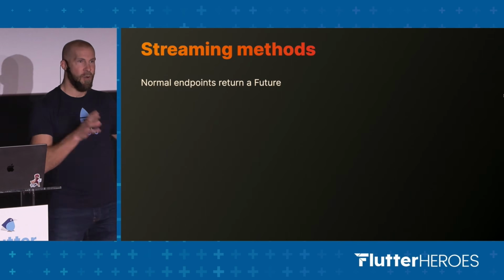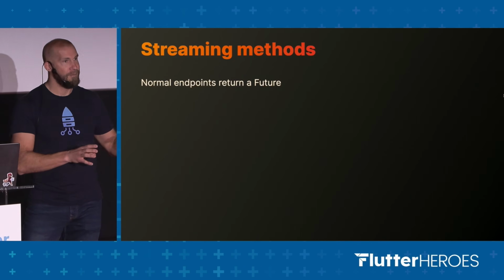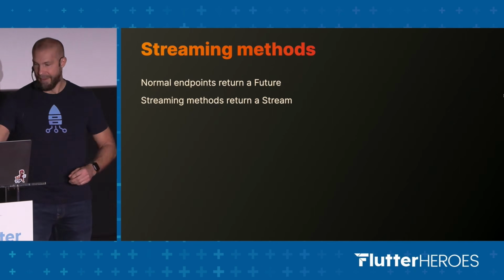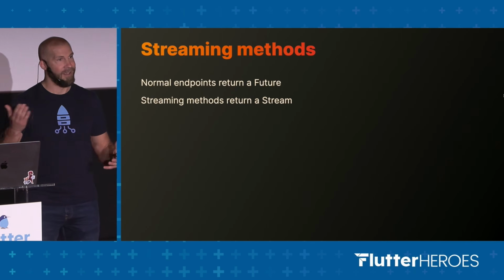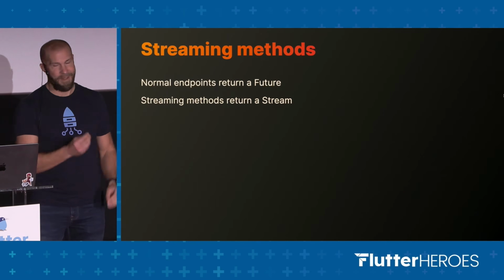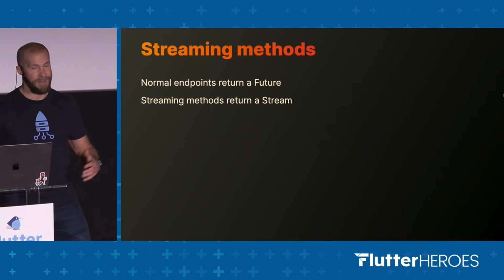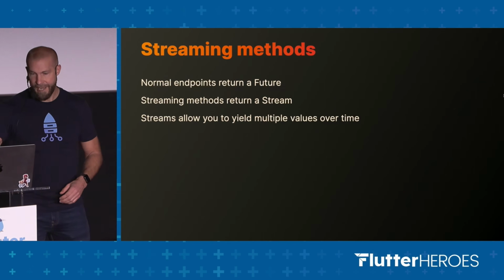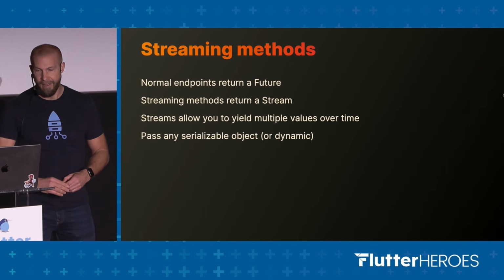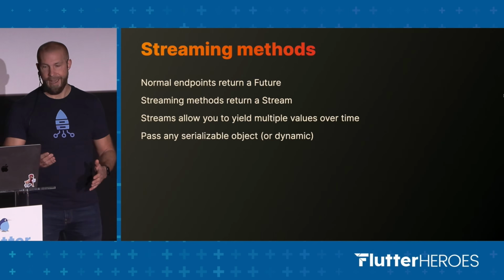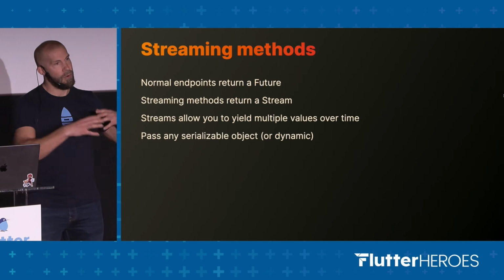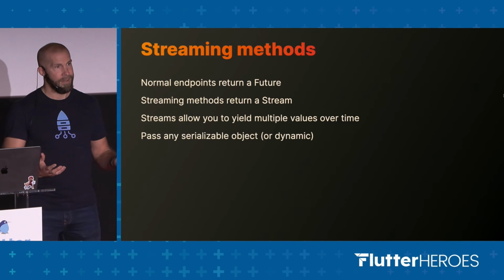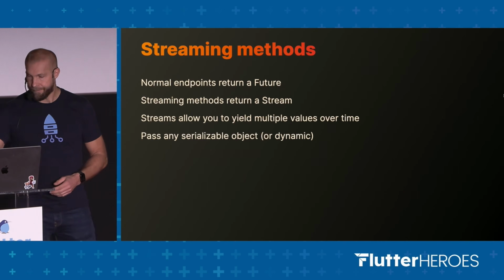Basically, the normal endpoint methods we looked at before return a future, right? Instead, we can just return a stream, because that's how we typically handle a number of returns from a single method in Dart. And Dart has a great interface for handling streams. So that allows us to yield multiple values over time instead of just returning a single value. And in Serverpod, you can yield any type of serializable objects, such as the data models, or even sets or lists of objects, or any of the primitives.